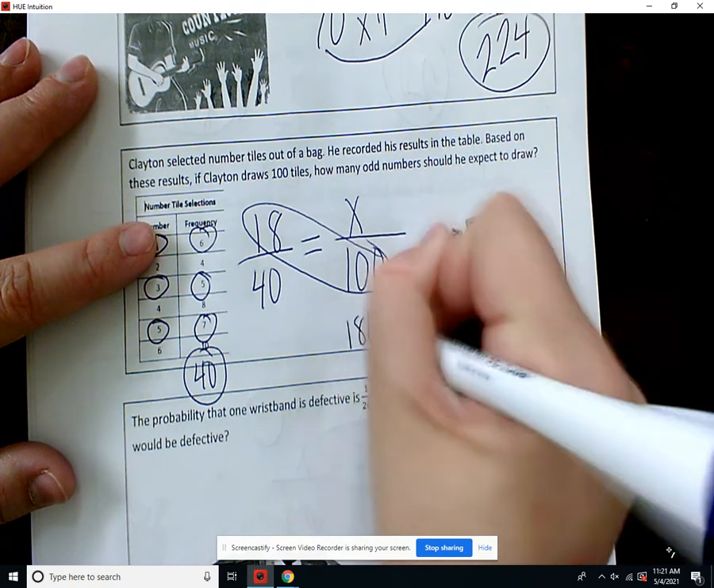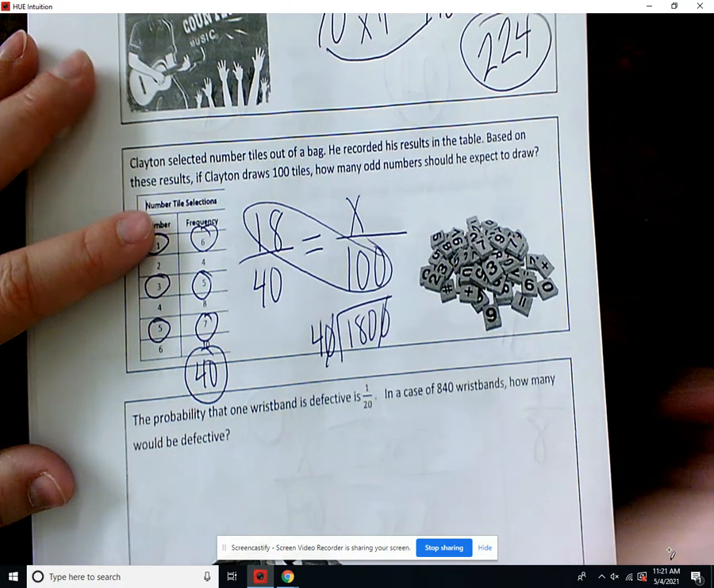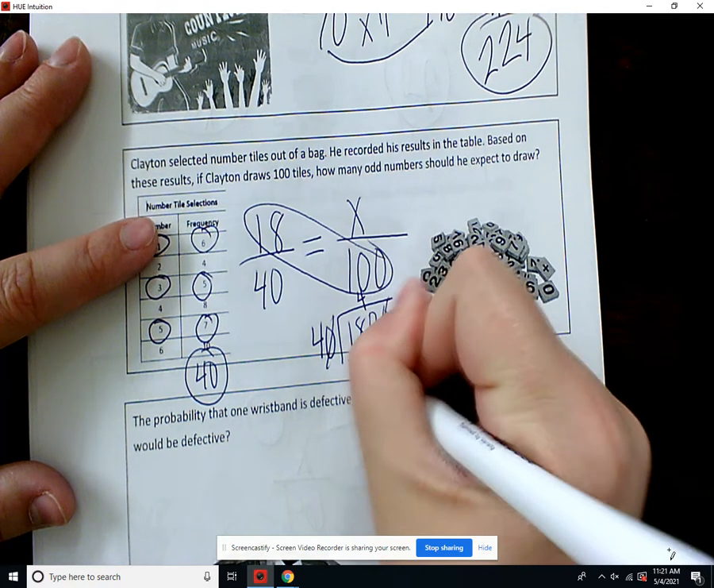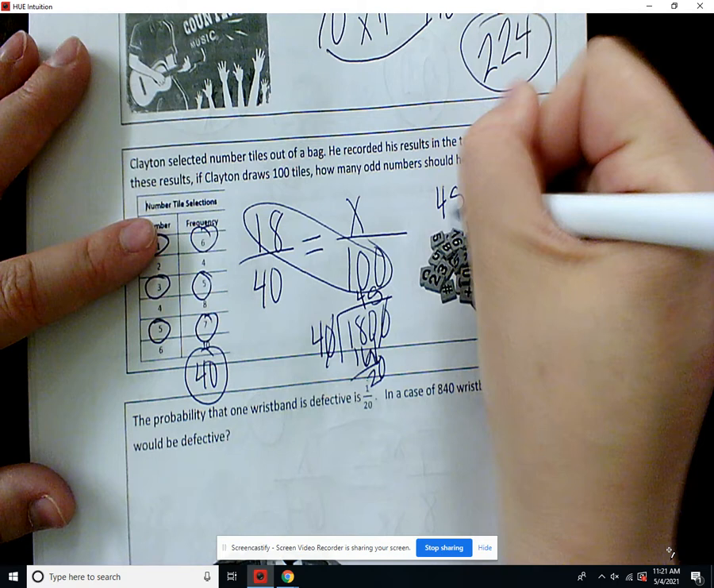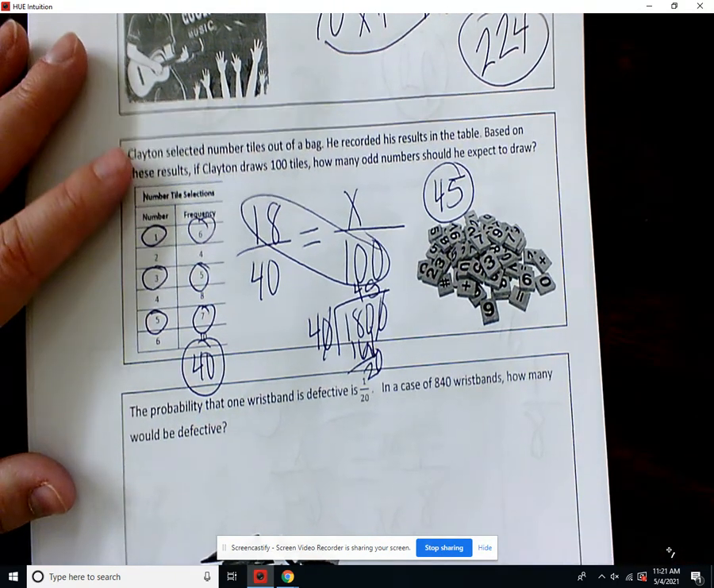So 1800, I'm going to divide it by 40. I'm going to mark off a 0 to make it a little easier. 4 will go into 18 4 times. 4 will go into 20 5 times. So we expect him to draw 45 odd numbers out of 100.